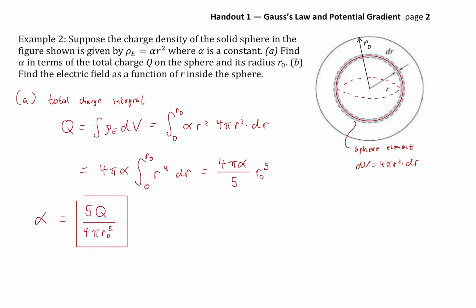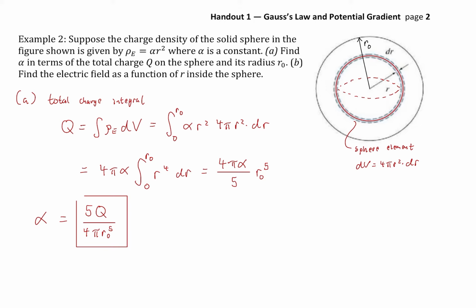But now we can solve for alpha. All I do is just cross multiply, and I've got that alpha is equal to 5 times the total charge divided by 4 pi times the radius to the 5th power, okay? So the units would be coulombs per meter to the 5th, right? Odd units, but it works, okay?